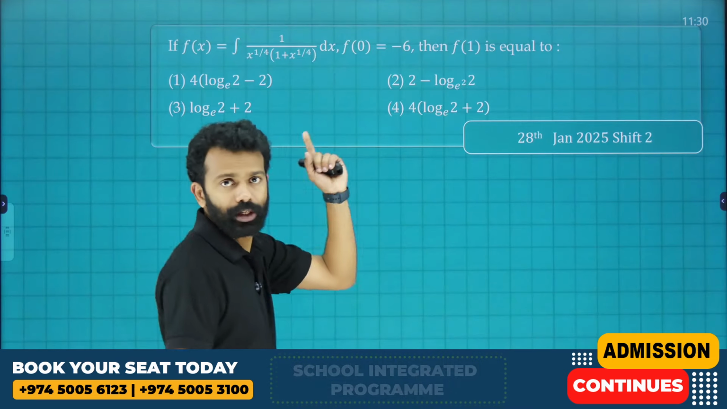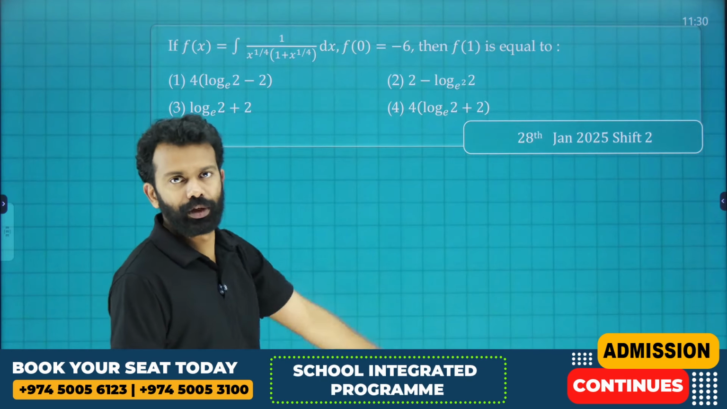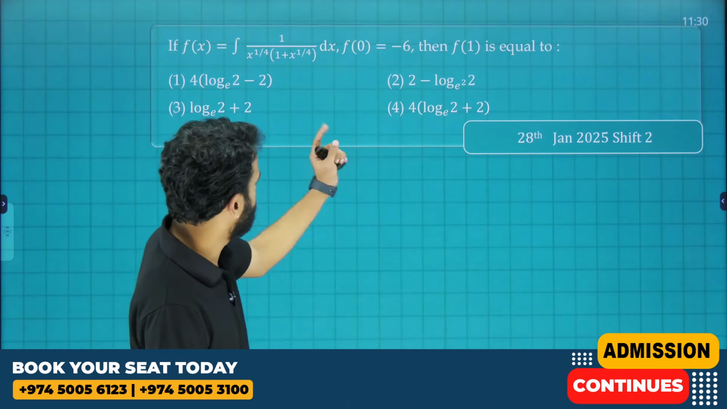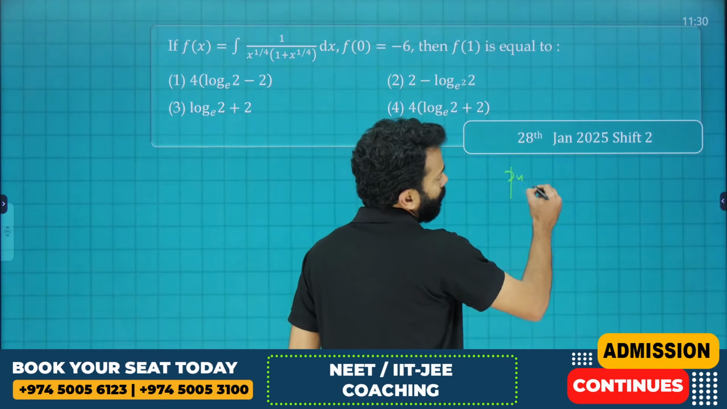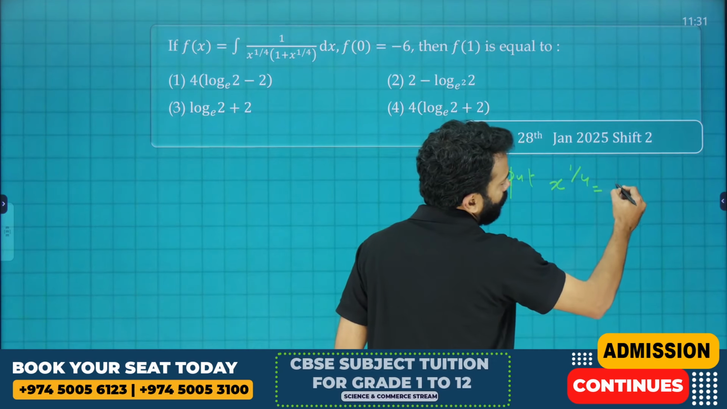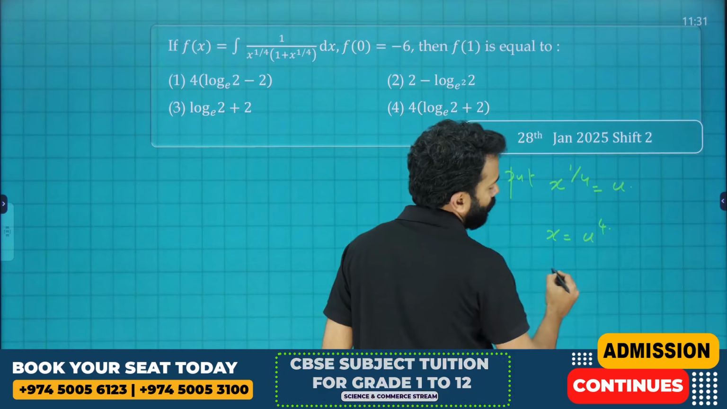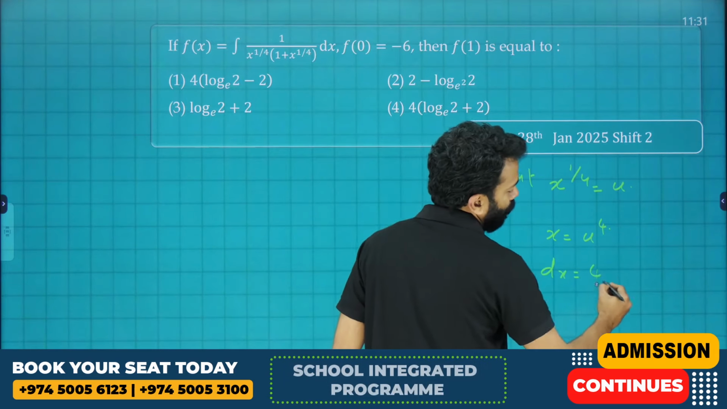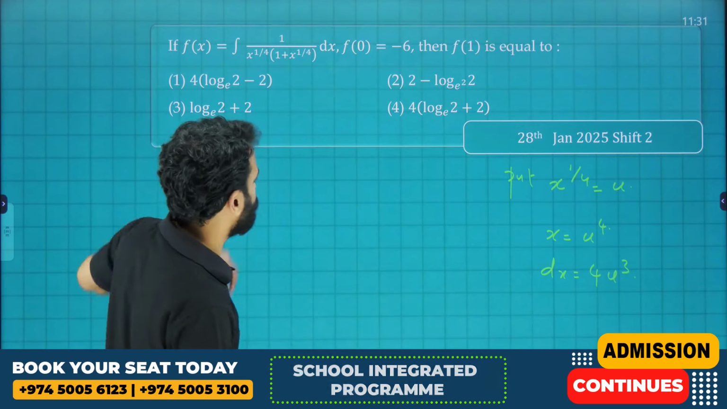Okay, see, there are 2 or 3 ways we can do this one. I am going to opt for the easiest one there. Okay, though the starting step will be put x raised to 1 by 4 is equal to u. Therefore, x will be what? U raised to 4. Therefore, dx will be what? 4 into u cube. Okay, now we got till this. We can substitute the values there.